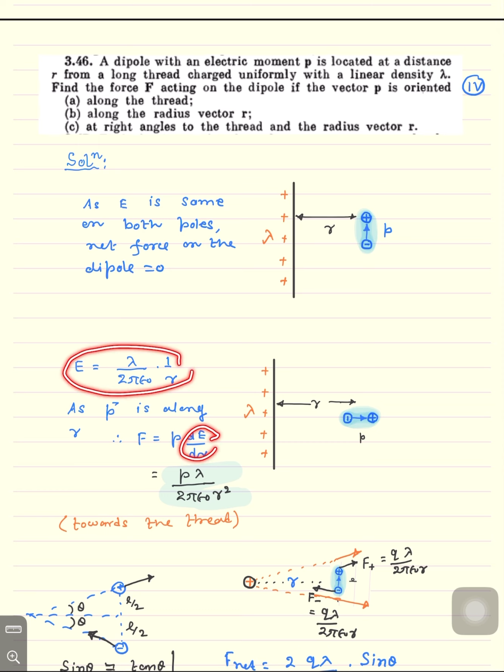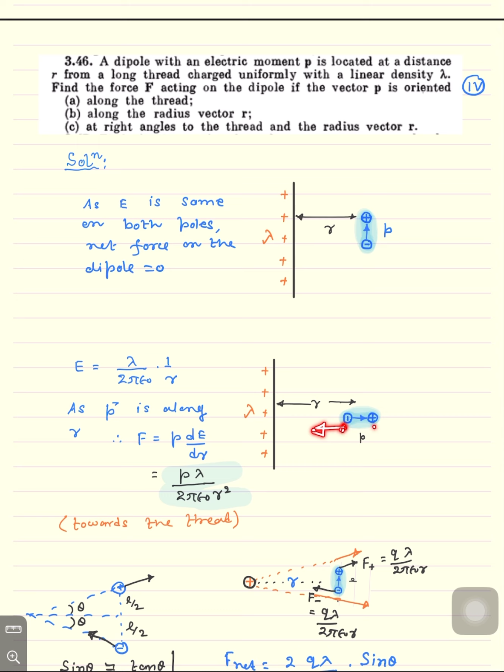E is given by this relation, and dE/dr will be lambda upon 2 pi epsilon naught r square, and we simply multiply by P. As far as direction is concerned, though here we are getting a negative sign, we can interpret that the force is going to be towards the thread. But sometimes the sign may lead to confusion, so let us see it separately. Here the field is more, so the negative charge will experience a force towards the thread, and a larger force because the field is larger.